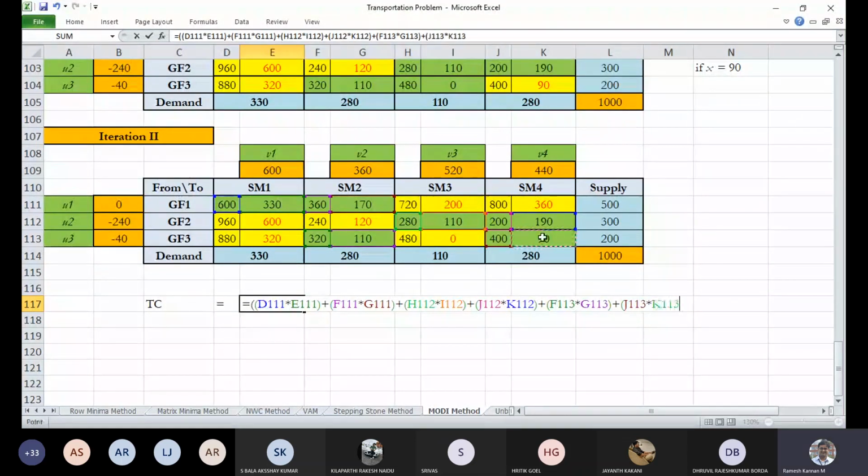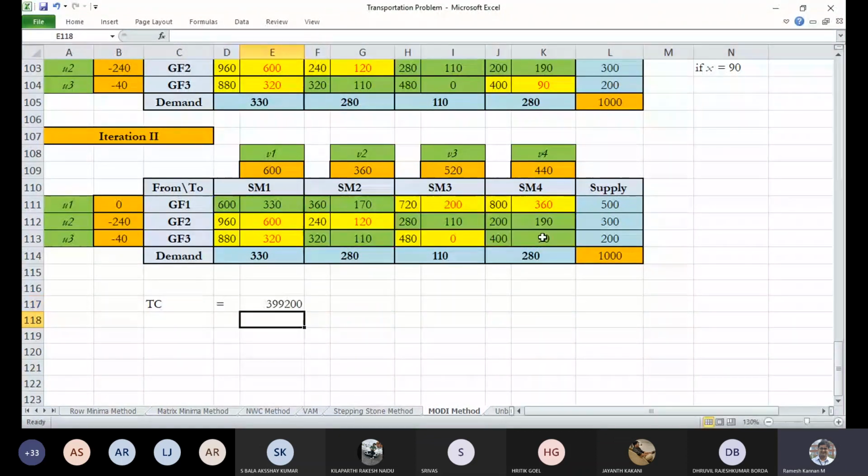All right, so we got the same value as equivalent to VAM or the stepping stone method. Which means that this is pretty much an optimal solution, right? So this is a typical example of finding the optimal solution in a transportation problem, right? So we have come to the end of this lecture.